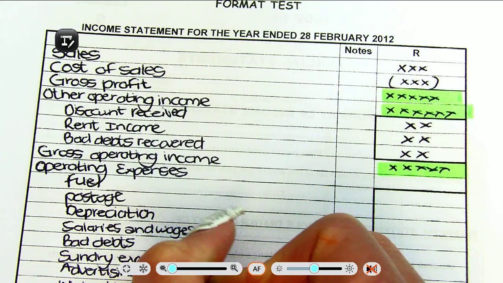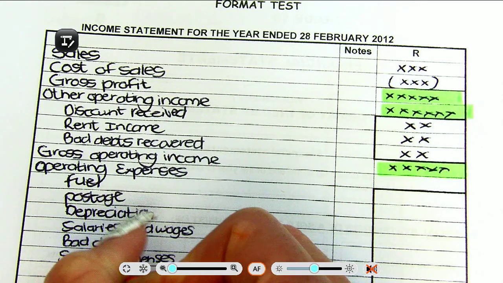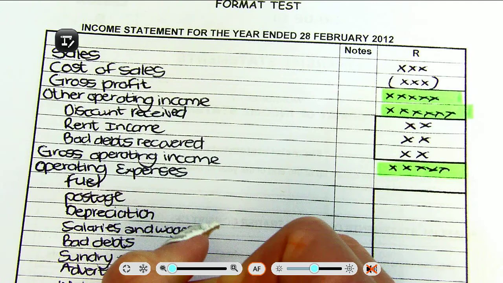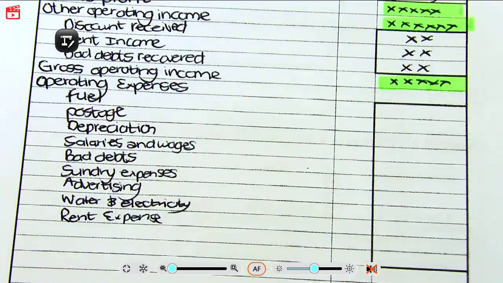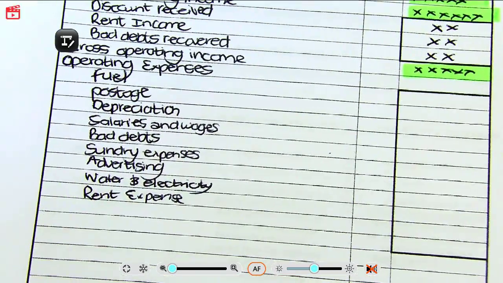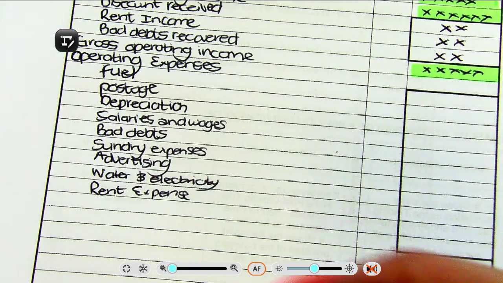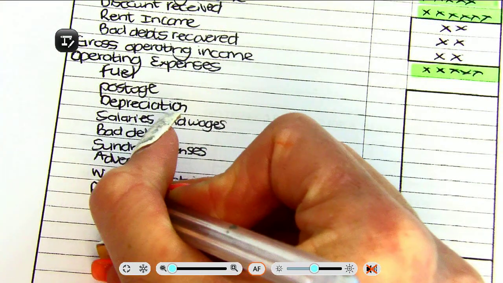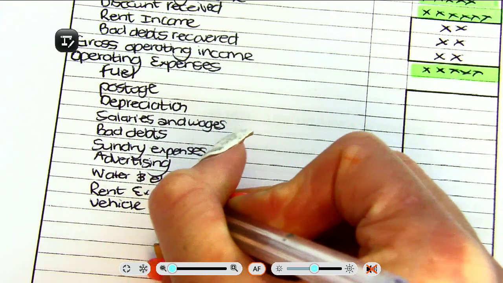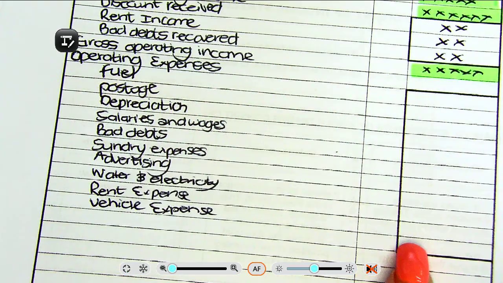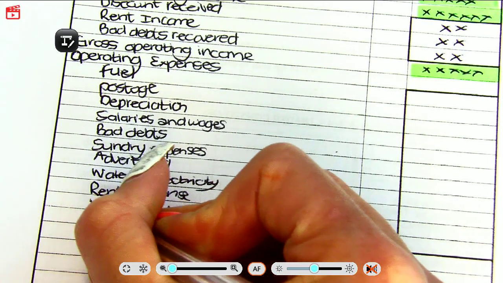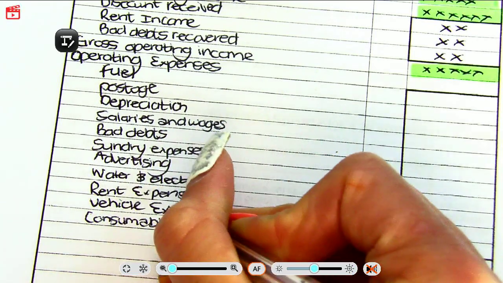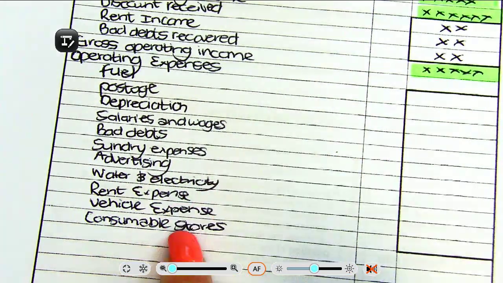rent expense. You know what, say in accounting you need to learn how to write fast because you're never going to have enough time to finish your paper. You must write fast. Okay, wait, let me move down. Rent expense, what are we missing? Vehicle expense. This list continues. Packing materials, consumables. How many more do we need? One more. I've got advertising. I'm going to just use consumable stores. Okay, are you with me?